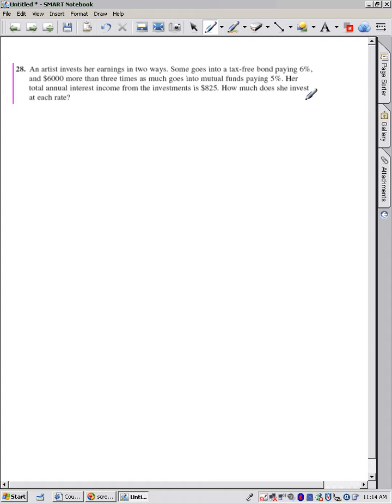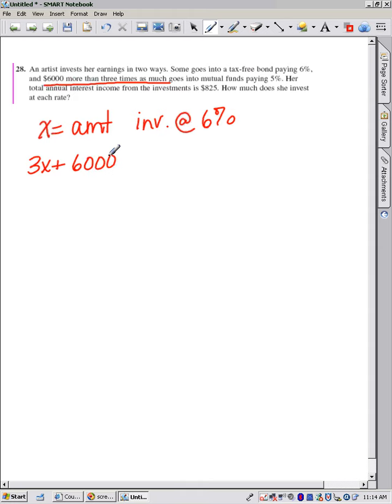So we have a similar setup. We have two accounts. Some goes into a tax-free bond paying 6%. So we know our X is going to be the amount we invested at 6%. Well, how much was then invested into the account paying 5%? This is tricky because it's 6,000 more than 3 times as much. So it's 3 times the X plus 6,000 is the amount that was invested at 5%.